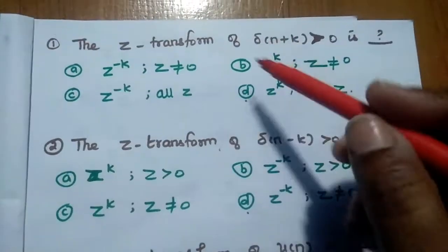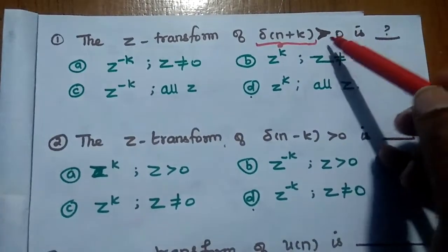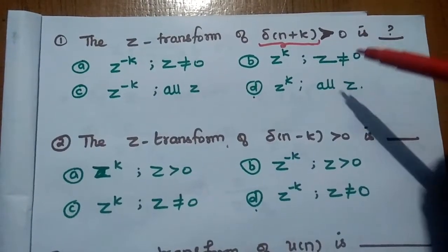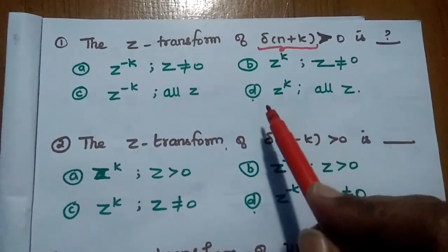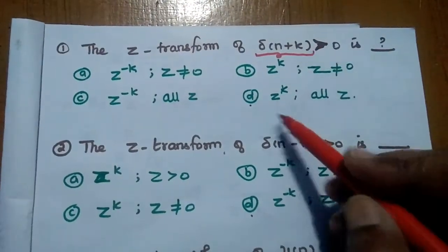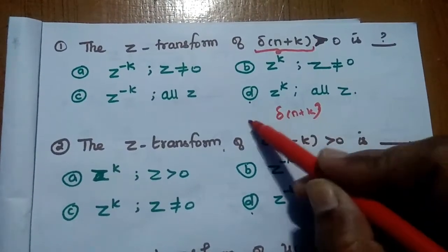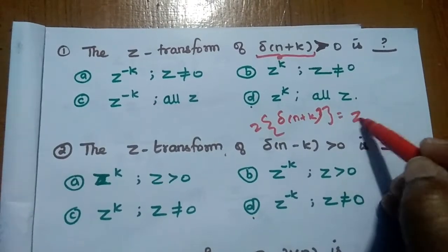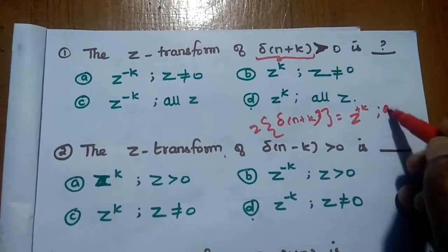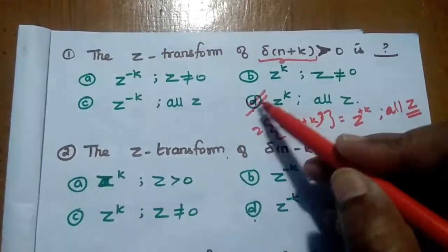Okay, so we are going to find out the del of n plus k. Greater than 0 means it represents the causal signal. Okay, so for that causal signal, we are going to find out the Z transform. So here del of n plus k means what? Using the time shifting property, del of n plus k is equal to z power plus k. That's it. Since it is a causal signal, here the ROC is obtained for all z values. So the D is the correct answer.